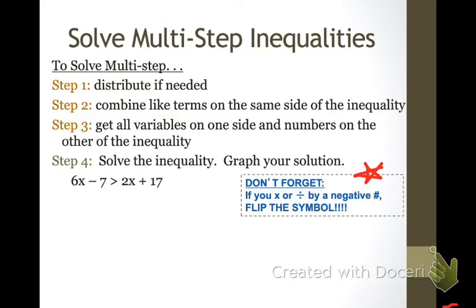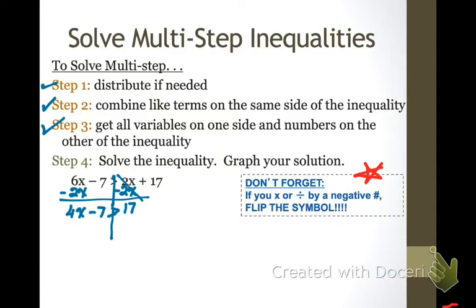6x minus 7 is greater than 2x plus 17. I don't have any distribution. I don't have any combining like terms. But I do have variables on both sides. So I'm going to move those variables by subtracting my smaller one from both sides. I'm going to subtract 2x. And I end up with 4x minus 7 is greater than 17.